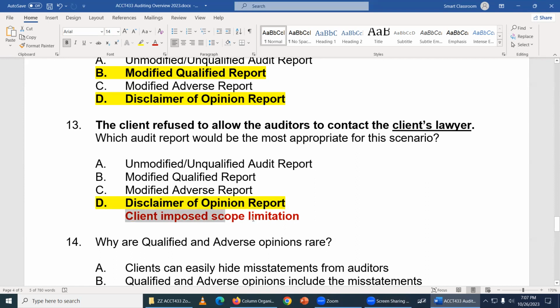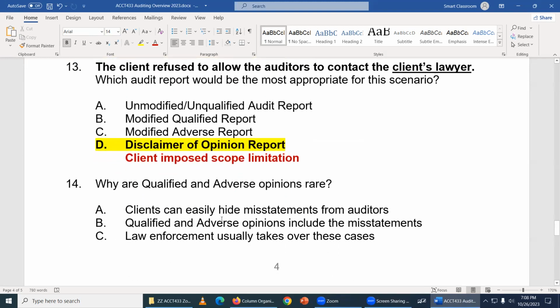So when a client imposes a scope limitation, the client will not give you the information you need. They generally get a disclaimer. You know, here's nothing, basically. And again, these shouldn't happen, but do they? Yeah. We need to talk to your lawyer. They're pounding on tables. You're not talking to my lawyer.